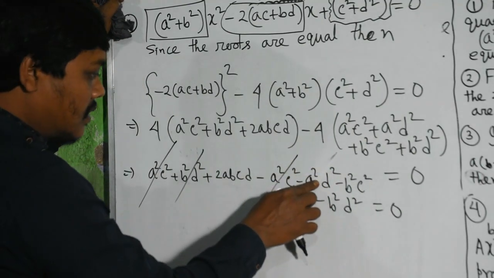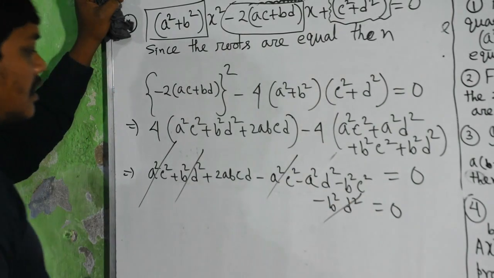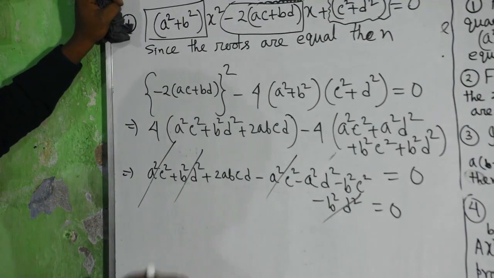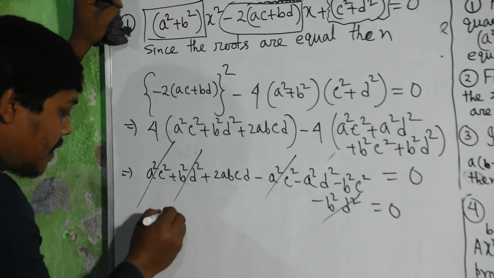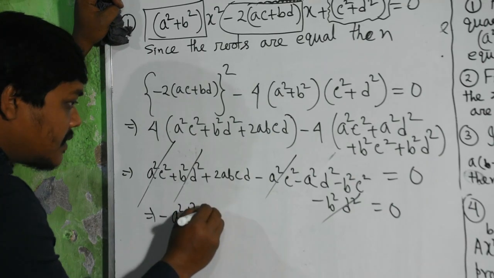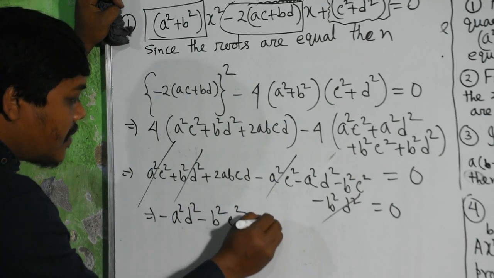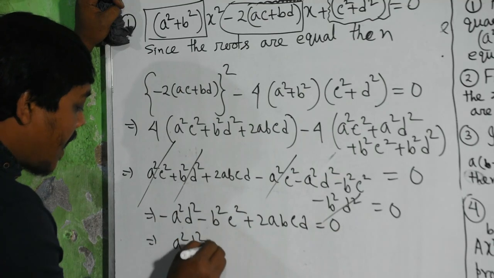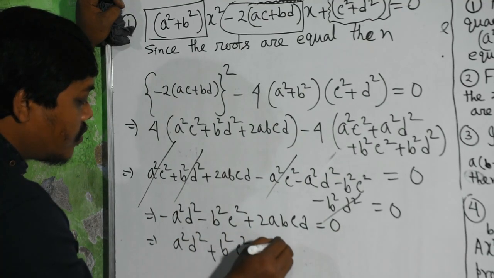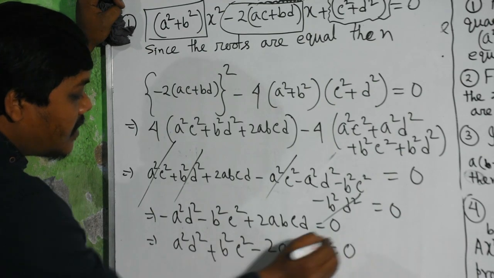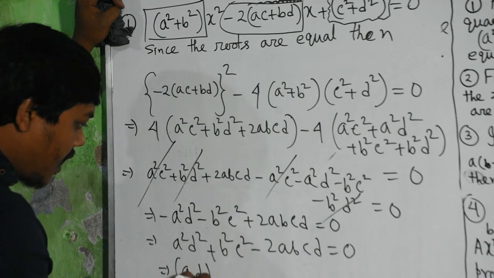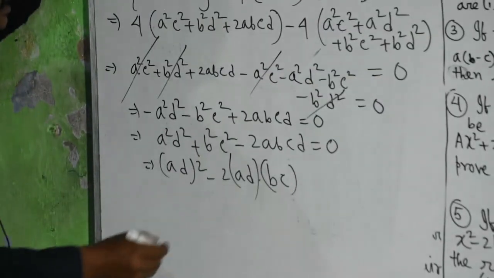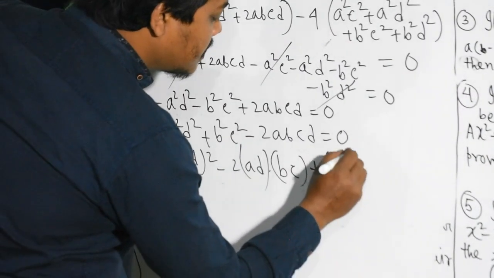These terms are cancelled: a square c square, a square c square, b square d square, b square d square. So we will get minus a square d square minus b square c square plus 2abcd equals 0. Multiplying throughout by a negative sign, we get a square d square plus b square c square minus 2abcd equals 0, so (ad) whole square minus 2 into ad into bc plus (bc) whole square equals 0.